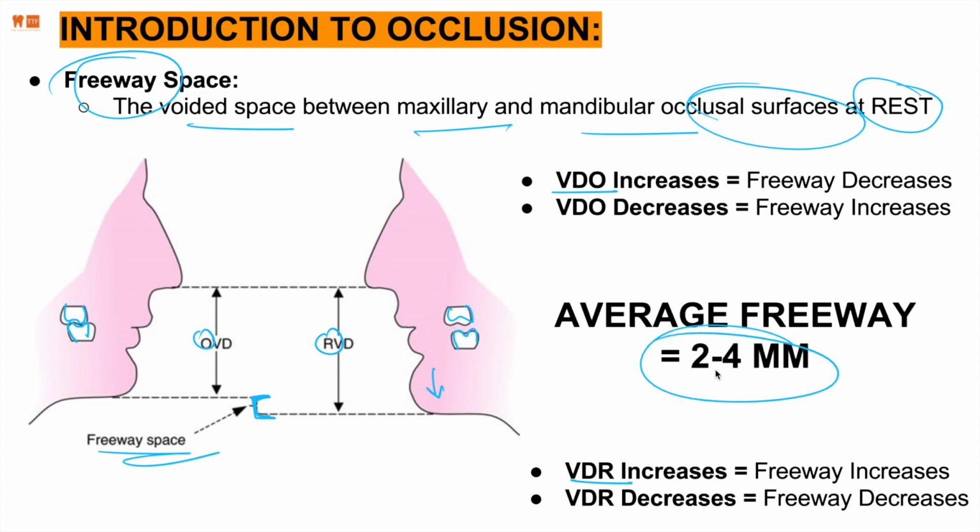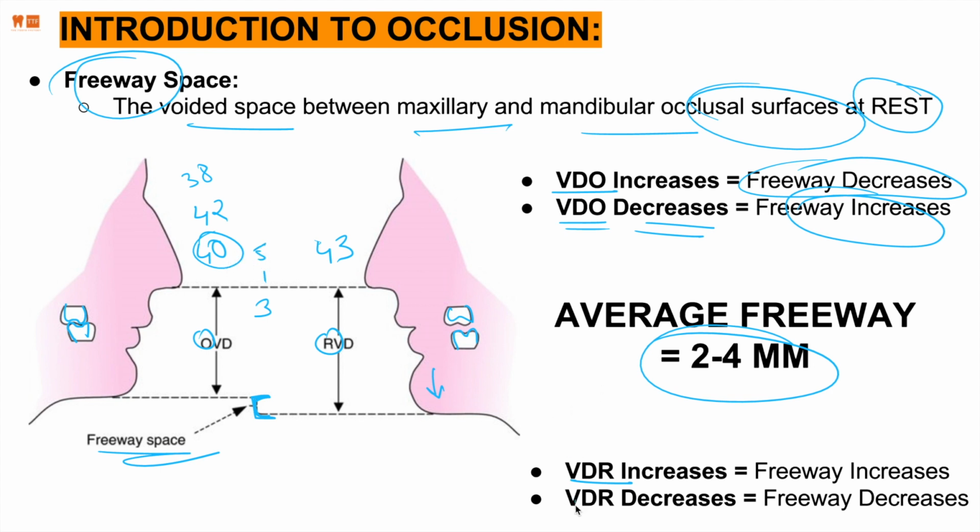Now that also means that if VDO increases, the freeway space decreases. So for example, let's take the same numbers as we did earlier. 40 millimeters, 43 millimeters. Difference is 3 millimeters. Okay? If VDO increases, if we went up to 42, then that number now becomes 1, right? 43 minus 42. But if VDO decreases, then freeway space increases. So for example, if that 40 went down to 38, now the difference between these two numbers is 5. So the freeway space went up.